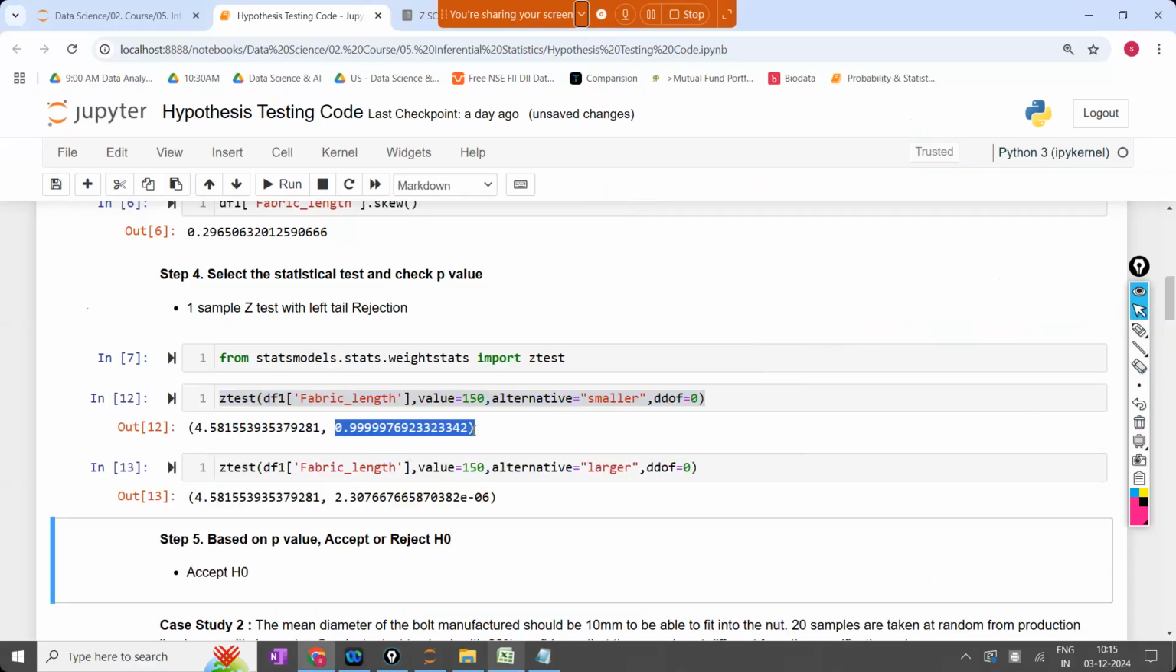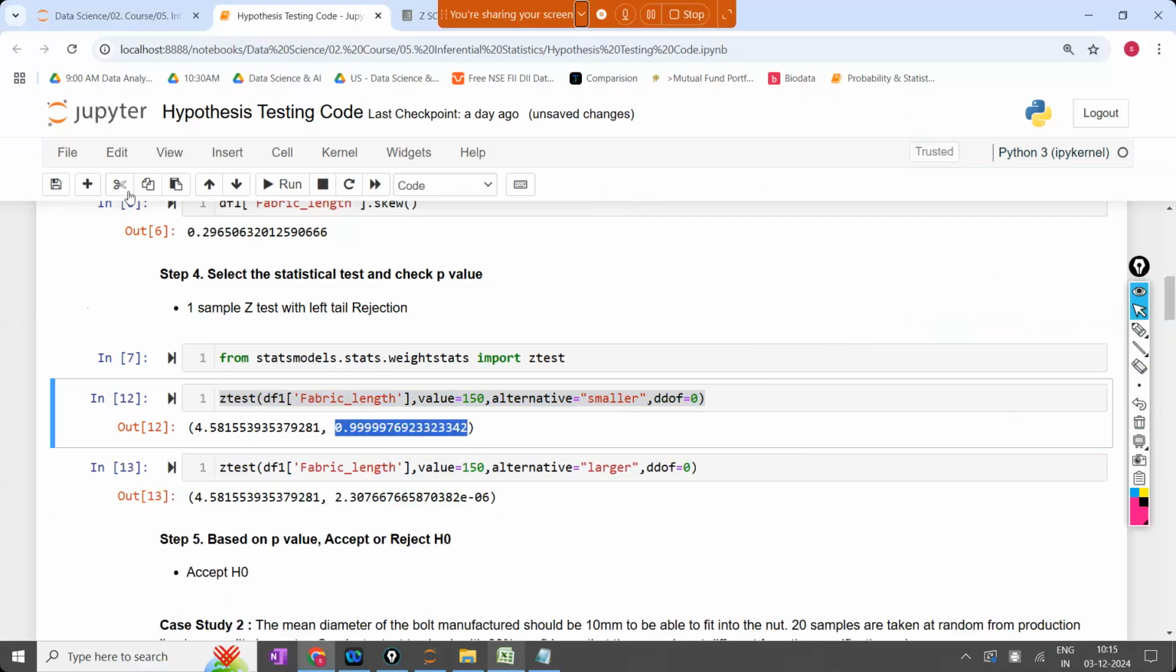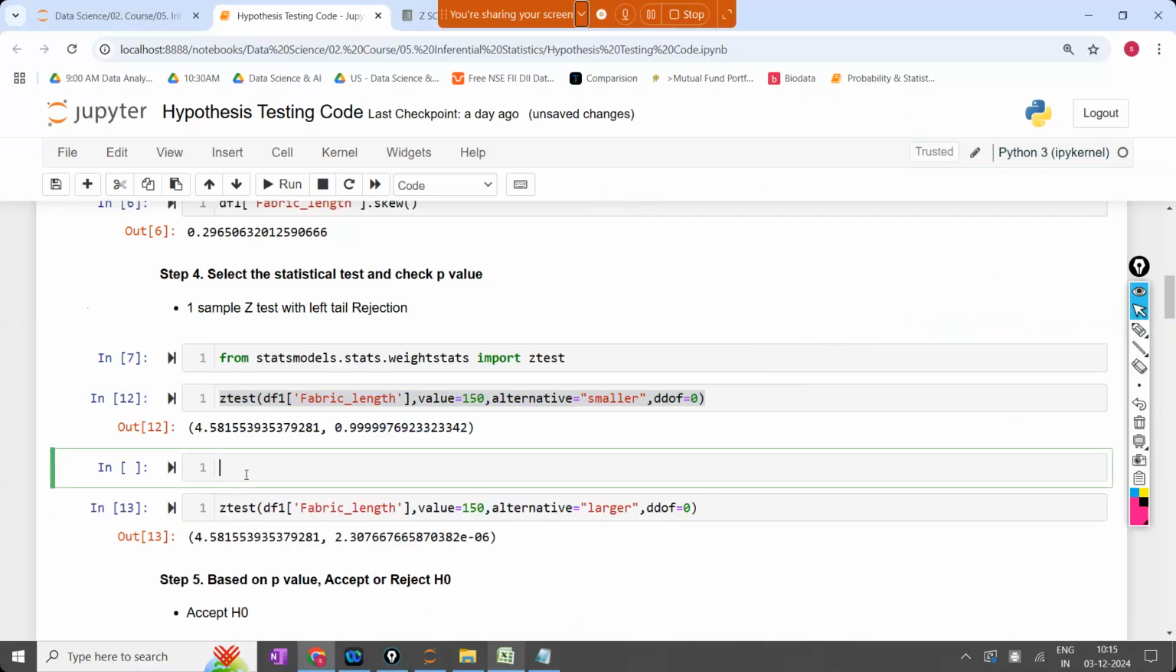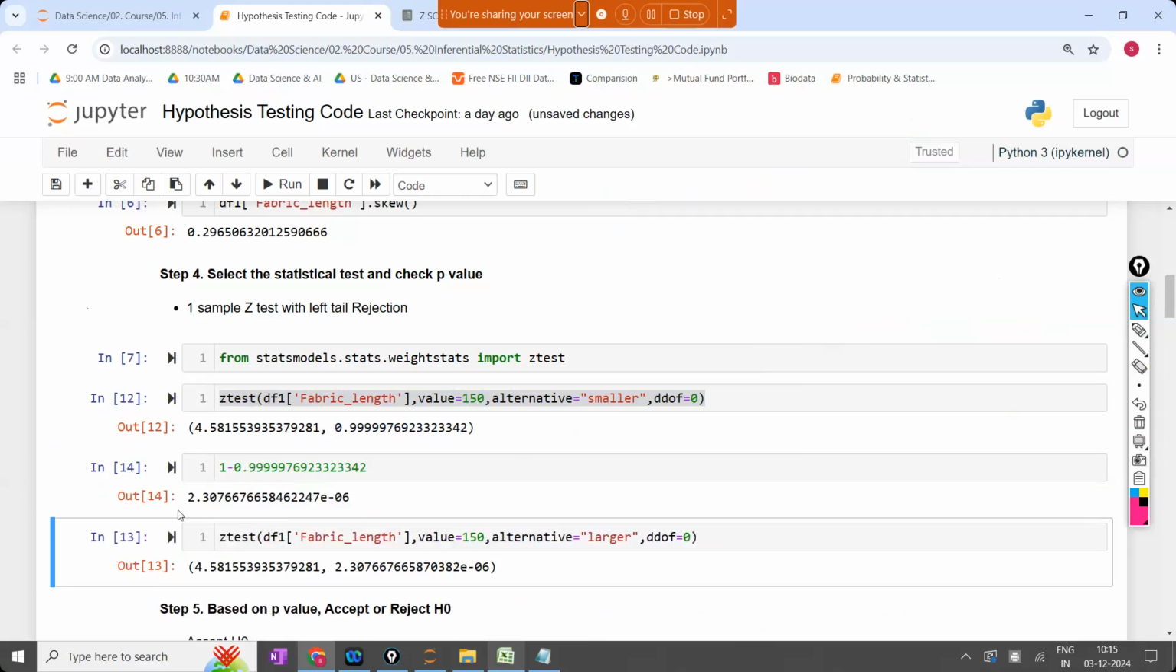So 1 minus of this one is this one. If you want, I will cross check here. 1 minus... Same answer as this. Right? So it is applying 1 minus p by default. When you go to that two-tail test, 1 minus p into 2 will be applied automatically in the backend.